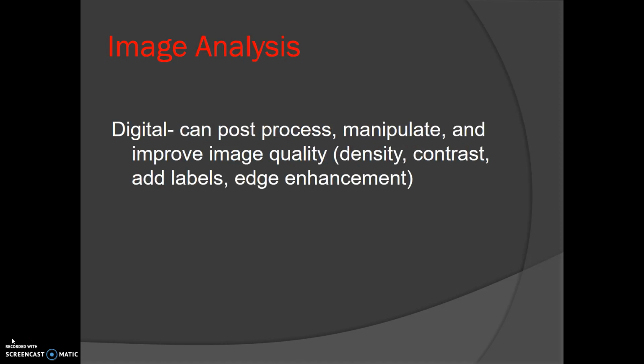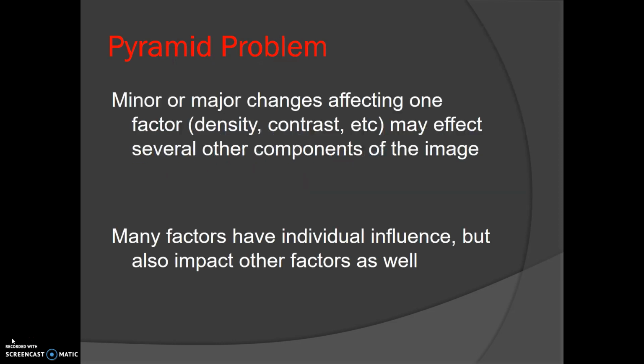With digital imaging, the user can post-process, manipulate, and improve image quality, which involves density, contrast, adding labels, and edge enhancement. The pyramid problem describes minor or major changes that affect one factor, such as density or contrast, and may affect several other components of the image. Many factors have individual influence, but also impact other factors as well.